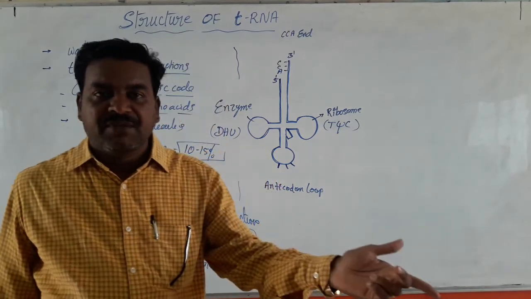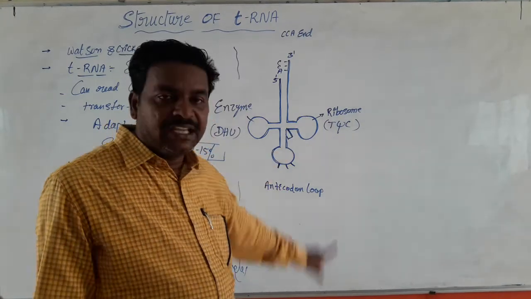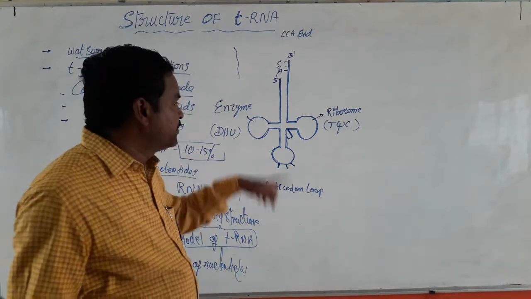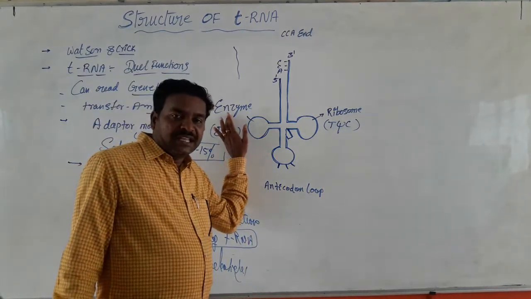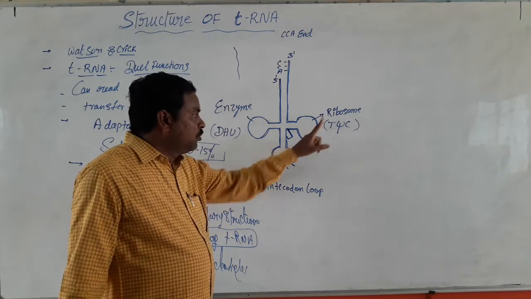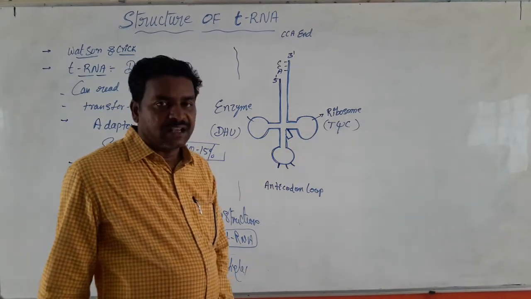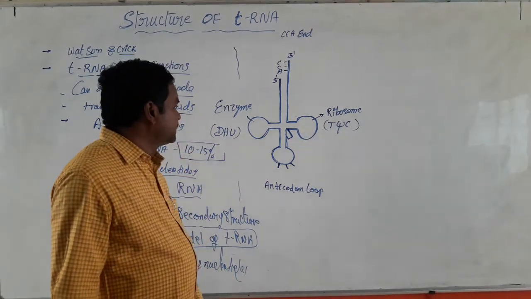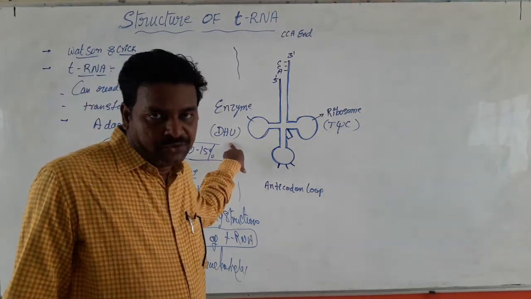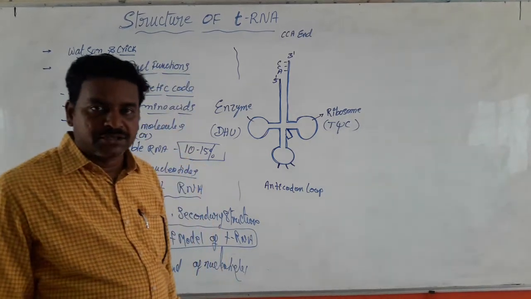Just before the transfer of amino acids to the ribosome through this tRNA, the amino acid must be activated using an enzyme called amino acyl synthetase. So, one loop is represented by anticodons, another loop recognizes the ribosome, and another loop recognizes the enzyme, which is also called the DHU loop. Similarly, students, very important.